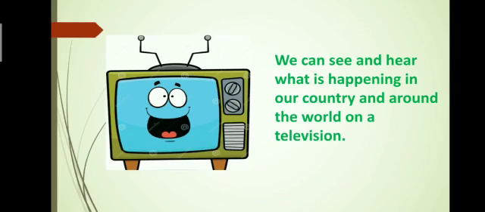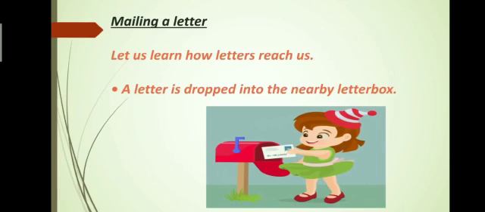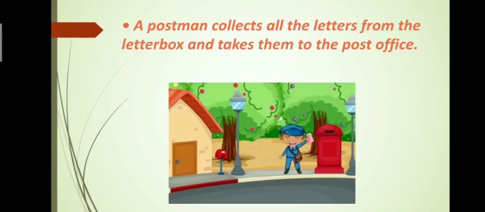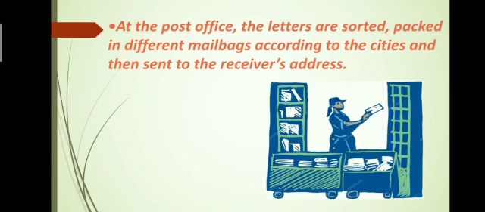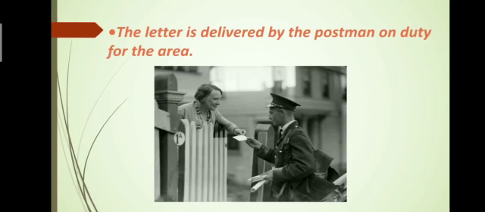Students, now let us know how to mail a letter. First of all, a letter is dropped into the nearby letter box. Then, a postman collects all the letters from the letter box and takes them to the post office. Then, at the post office, the letters are sorted, packed in different mail bags according to the cities and then sent to the receiver's address. And finally, the letter is delivered by the postman on duty for the area.